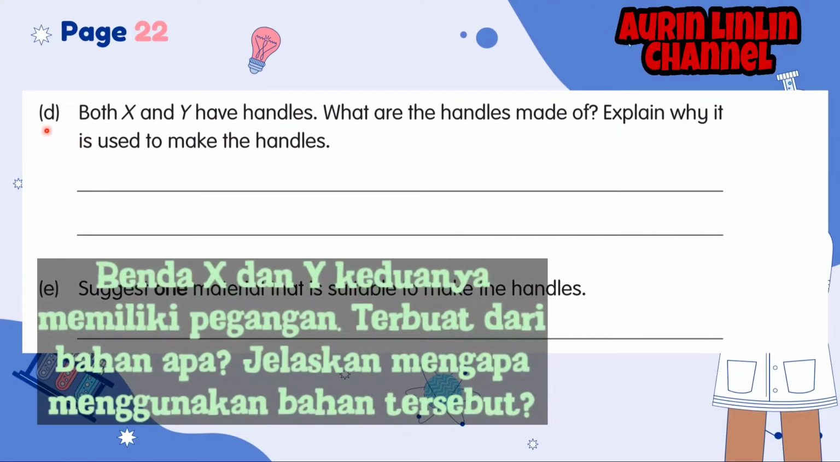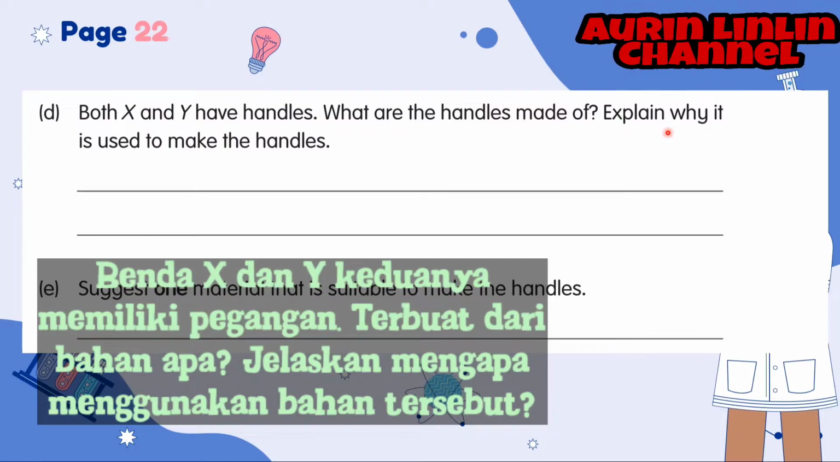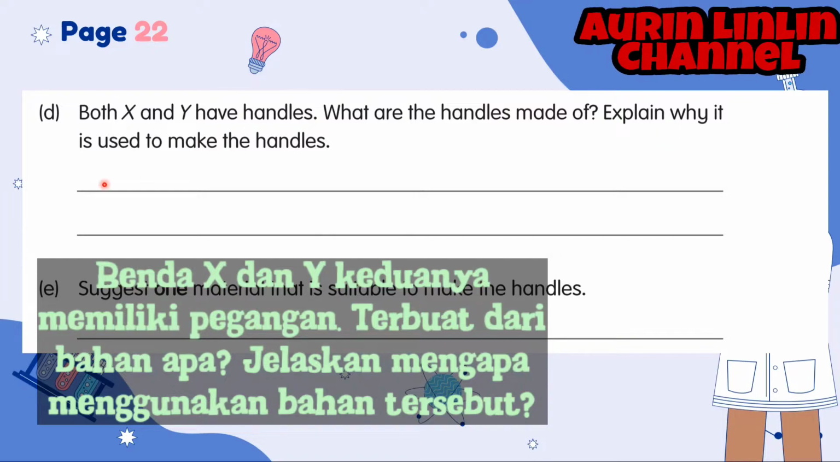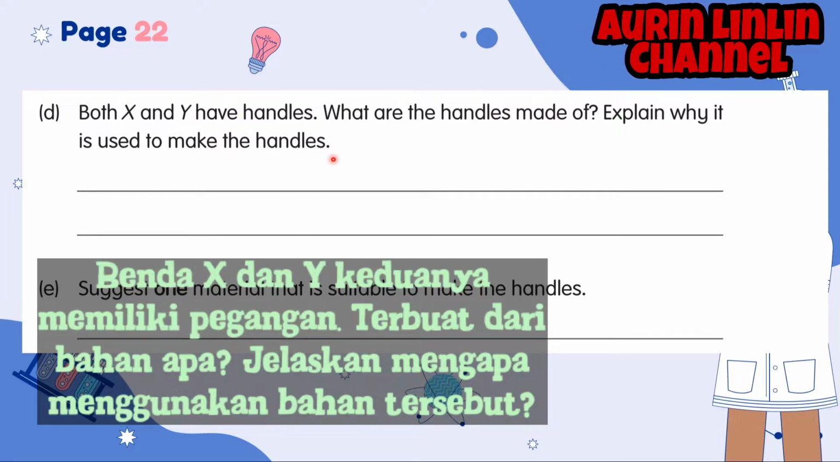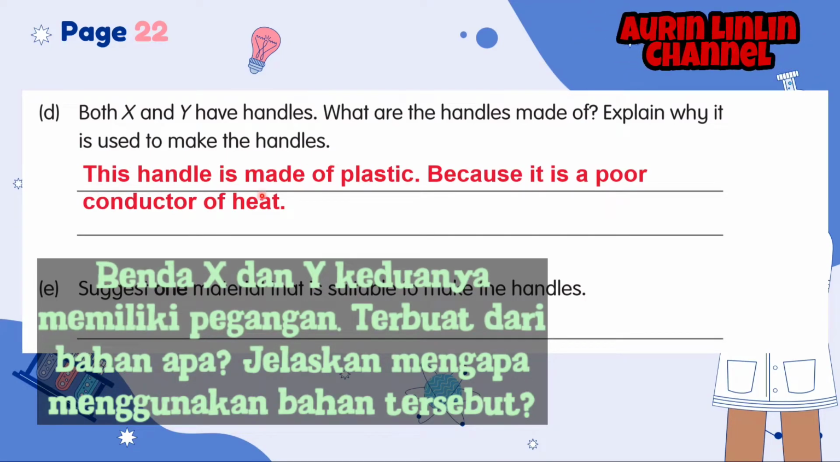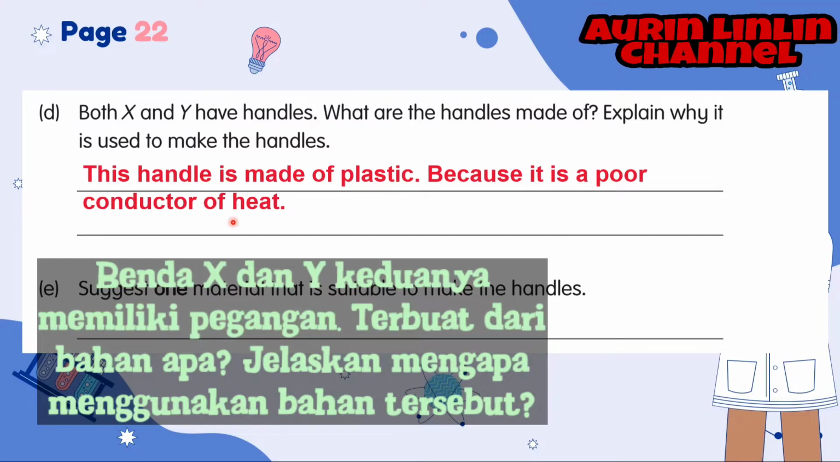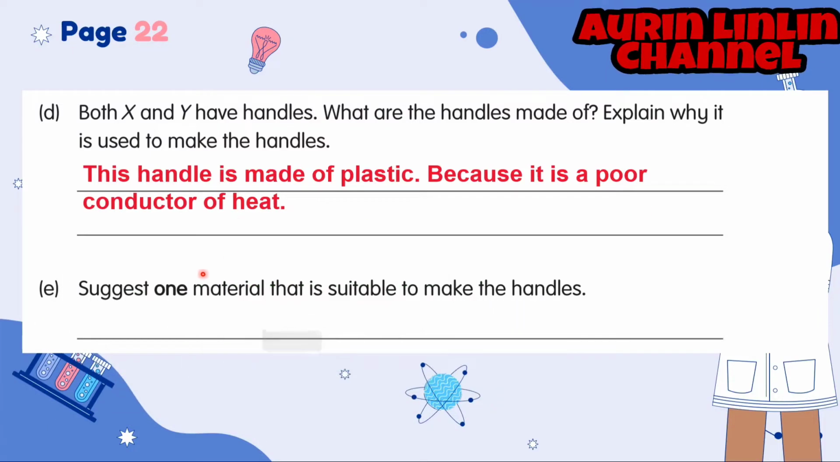Next. Both X and Y have handles. What are the handles made of? Explain why it is used to make the handles. Do you know? This handle is made of plastic because it is a poor conductor of heat.